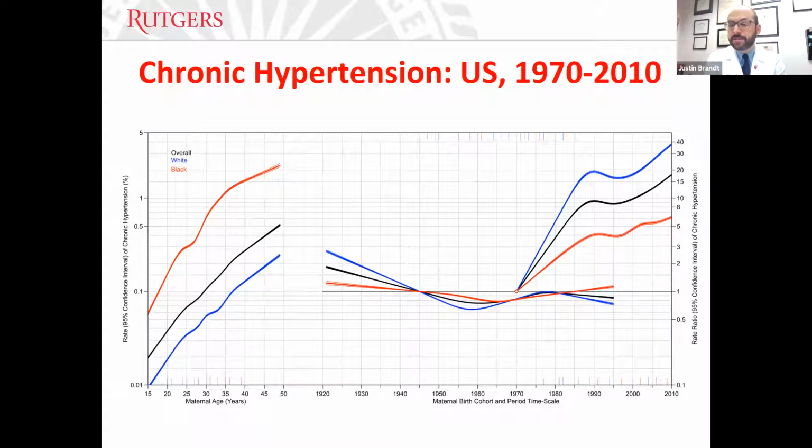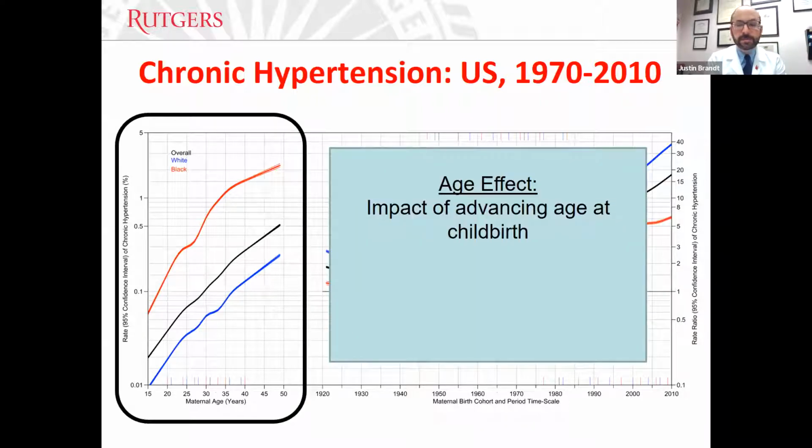So this is the figure that was generated of looking at trends in chronic hypertension from 1970 to 2010 with the age, period, and cohort effects illustrated. So let's break it down a little bit and look a little bit more closely. We'll start here with the age effect. So on the x-axis, we see maternal age, and on the y-axis, we see the rate of chronic hypertension.